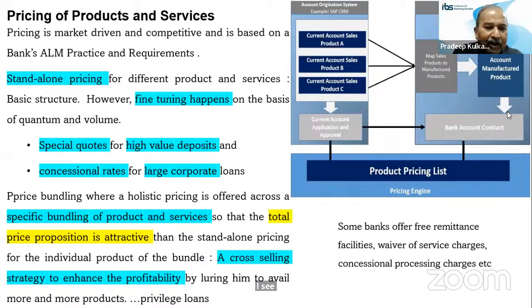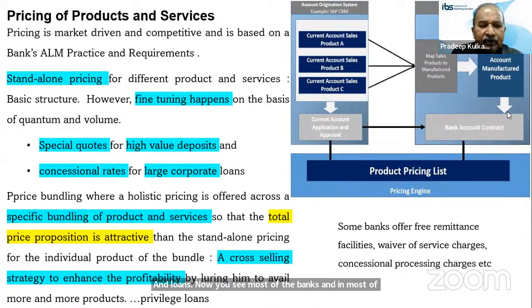Now, after taking the feedback, I'm moving ahead. When it comes to pricing, what does it mean? Pricing means either on deposit count, giving the rate of interest, or on loan count, charging the interest. So this is how the pricing aspect comes on either deposits and loans. Most of the banks, in most of the products, have standalone pricing. What do you mean by standalone pricing? Generally, the bank's ALM, asset liability management practice, and the bank's fund requirement are taken into account, and accordingly the rate of interest for various deposit products and loan products is decided by the bank.